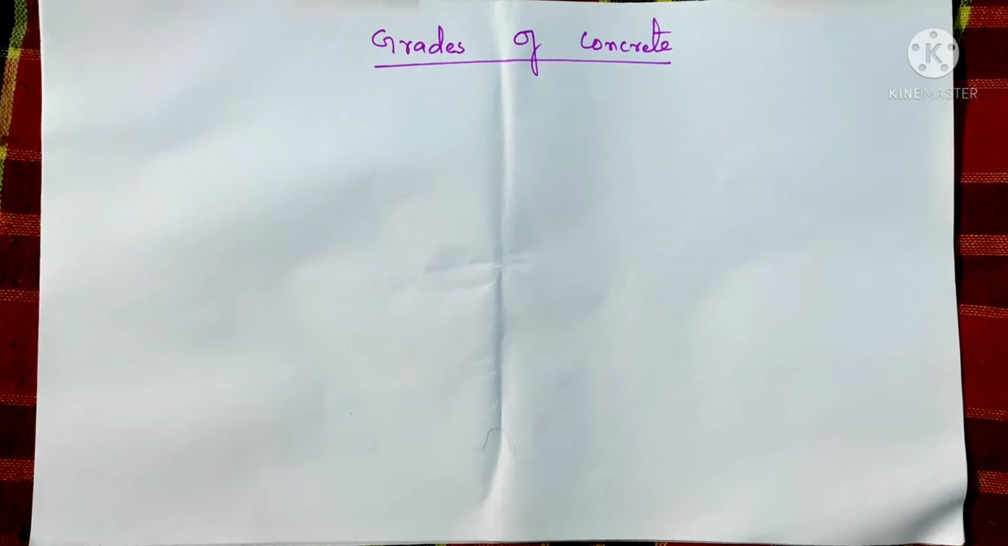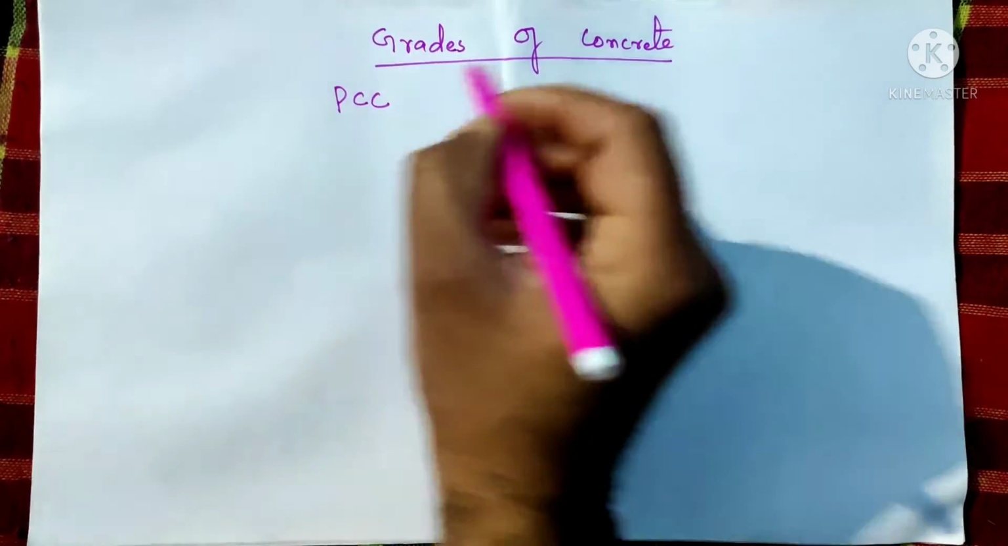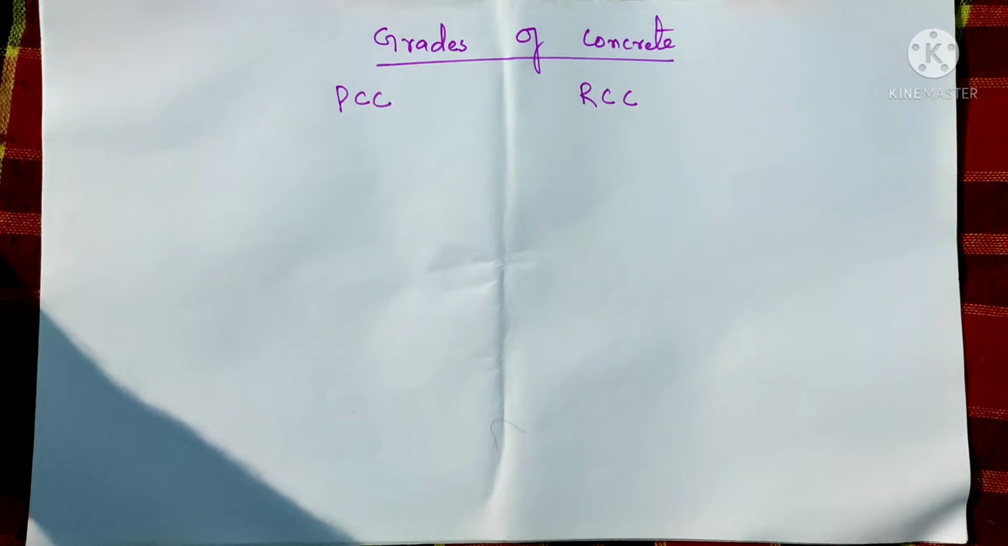In PCC, we use M5, M7.5, M10, M15, and above M15 for the RCC structures with M20, M25, M30, M35, M45, and so on, depending upon the conditions, site situation, type of structures, and environmental conditions. We have PCC and RCC, plain cement concrete and reinforced concrete.